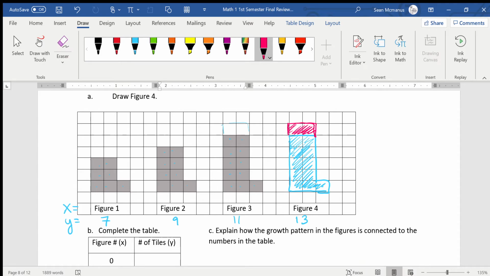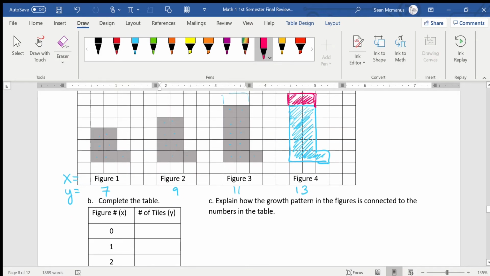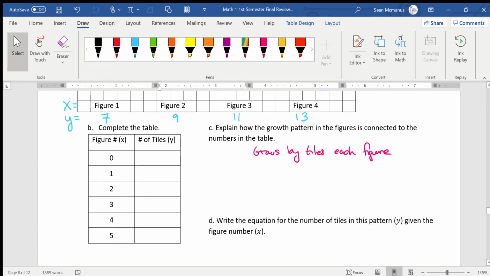Okay, explain the tile pattern and how it's connected to the number in the table. It grows by 2 tiles each figure. We saw figure 1 had 7, then 2 had 9, then 11, and then 13. Those are the ones we already did. From there, I think we can figure out that down here we're going to have 15, and up here we're going to have 5.